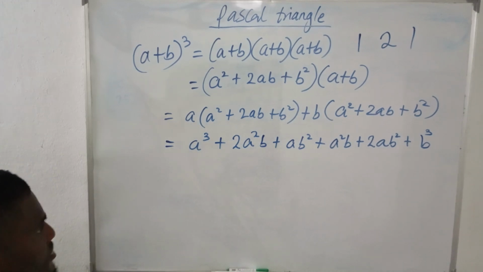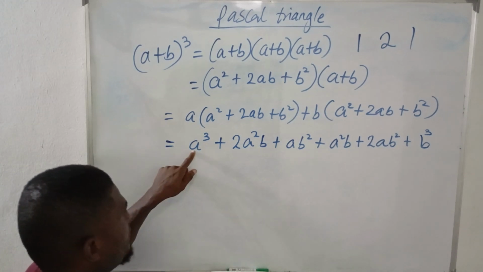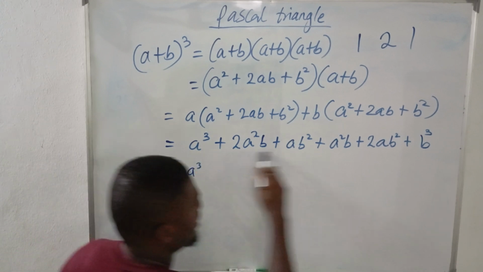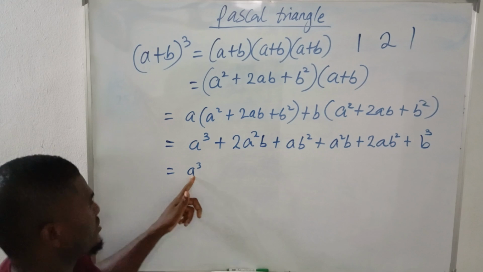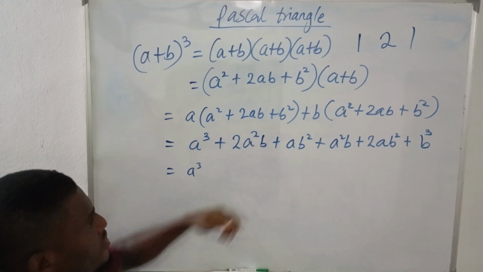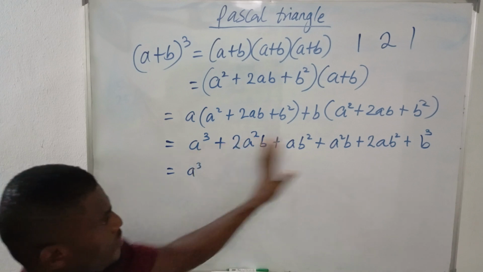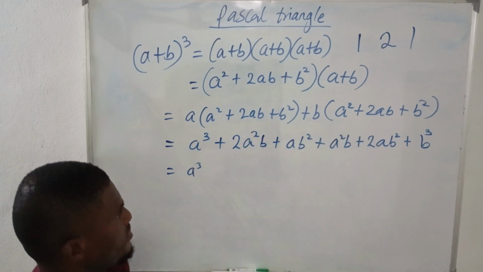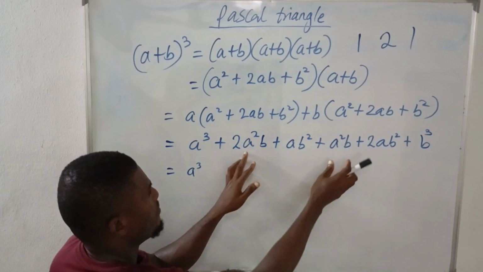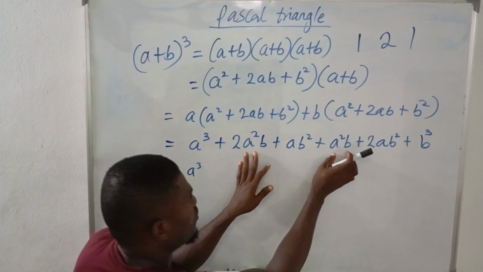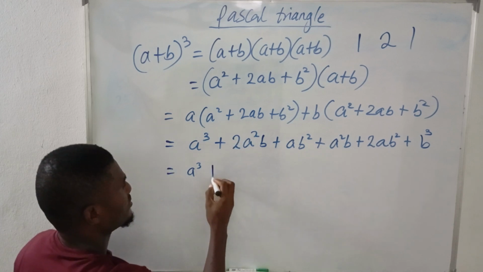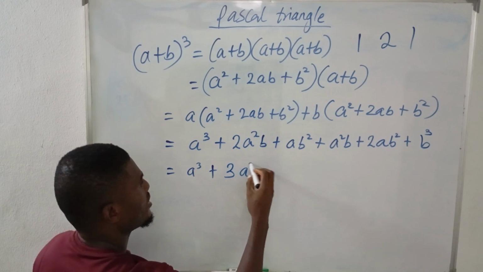Now let's look at like terms here. We have a raised to the power of 3, and there is no other a raised to the power of 3, so this is the only one that we have. Now we have 2 of a squared b. We look for another of these that contains a squared and b, and this is a squared b. So we have 2 of it and 1 of it. 2 plus this other one would make it 3 a squared b.